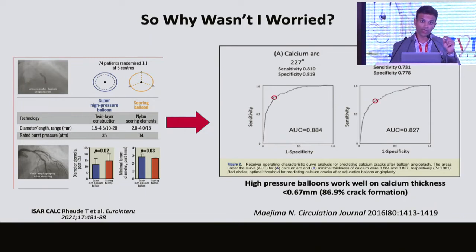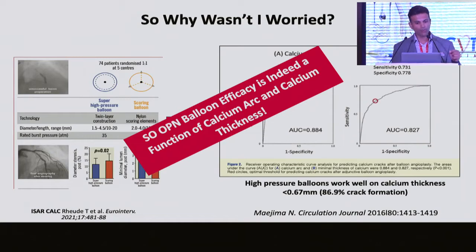So if you're going to get that precise, OCT is probably your best friend. But what you can use IVUS for here is the dichotomous decision of presence of reverb or absence of reverb. No reverb means thick. Get ready to use something else. Presence of reverb means relax. You're going to get this open 100% of the time. Okay? And so OPN balloon efficacy, your high pressure efficacy, is a function of calcium arc and thickness.